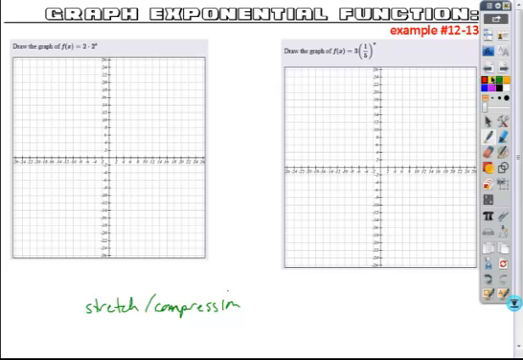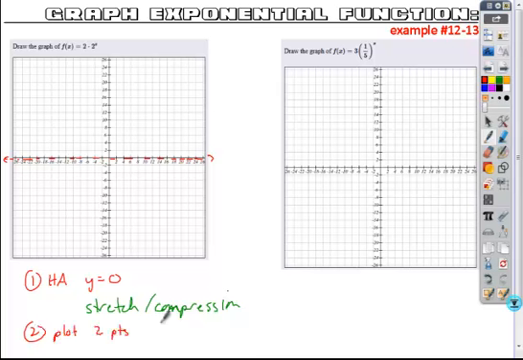The first step that you're going to do is plot your horizontal asymptote. So in this first example, where's the horizontal asymptote? Y equals 0. There's nothing out here that's being added or subtracted. So our horizontal asymptote is 0. Okay, and then the second step is to plot 2 points.